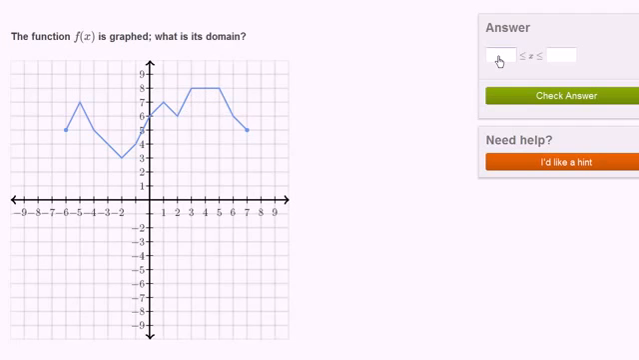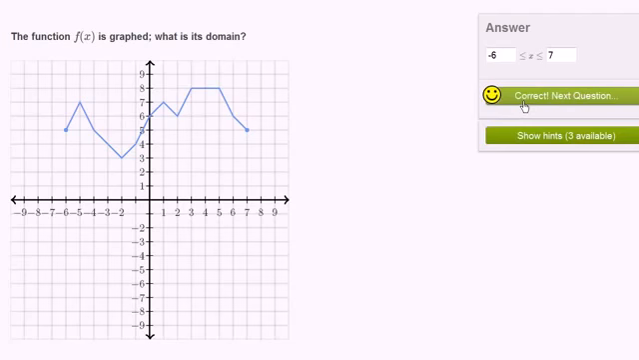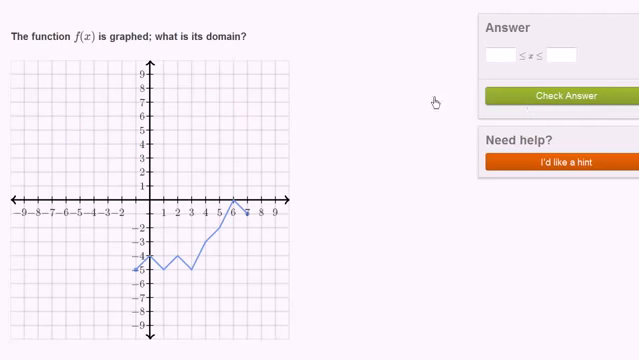So the domain of this function definition, well, f of x is defined for any x that is greater than or equal to -6, or we could say -6 is less than or equal to x, which is less than or equal to 7. If x satisfies this condition right over here, the function is defined. So that's its domain. So let's check our answer. Let's do a few more of these.